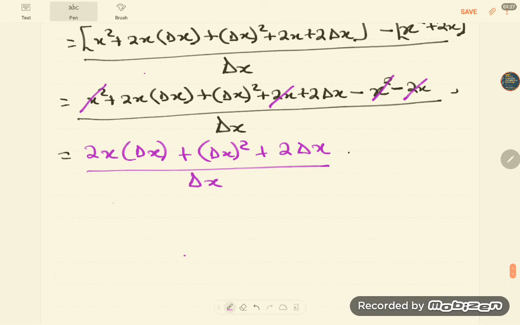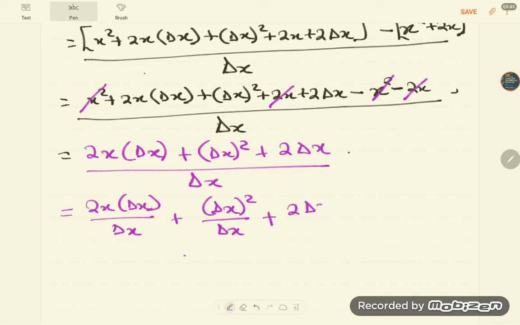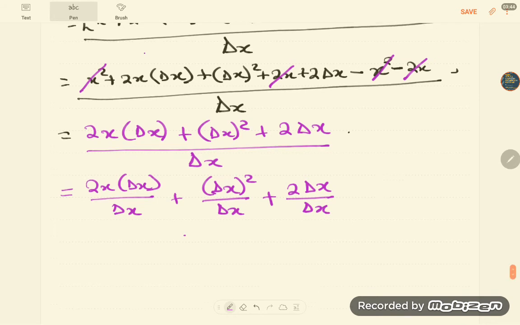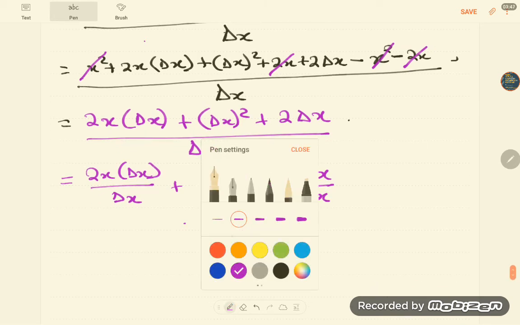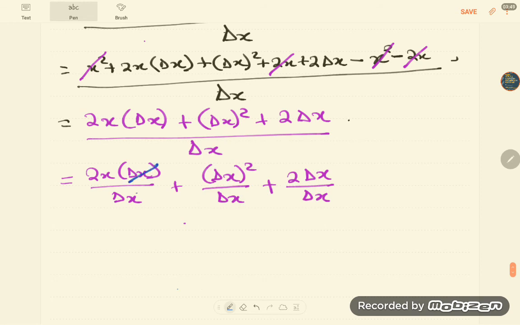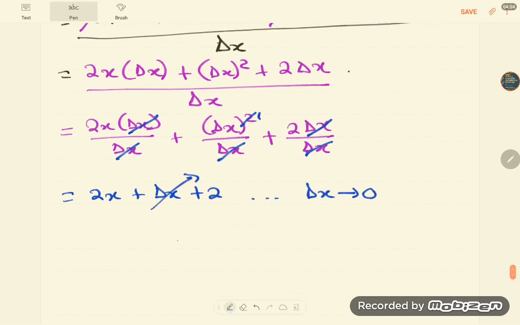Okay, which if I split it out, okay, and we proceed with our division. In essence, we're left with 2x plus delta x plus 2. And like we said before, we need this to approach 0. So there's only one delta x to approach 0. So our answer will be 2x plus 2.